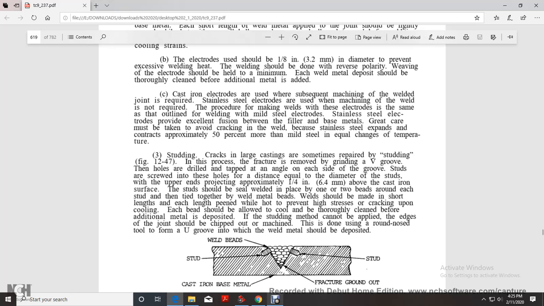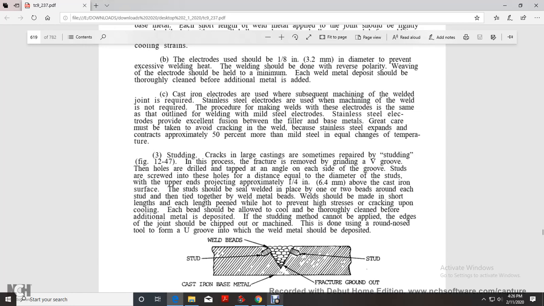Studding. Cracks in large castings are sometimes prepared for studding. In this process, the fracture is removed by grinding a V groove. Holes are drilled and tapped at an angle on each side of the groove. The studs are screwed into the holes a distance equal to the diameter of the studs, with the upper ends protruding approximately 1/4 inch above the cast iron surface. The seal weld is put in place with one or two beads around each stud, tied together with weld metal beads, which should be short lengths, and each length of bead peened to prevent hot stress and cracking upon cooling. Each bead should be allowed to cool thoroughly and be cleaned before additional metal is deposited.